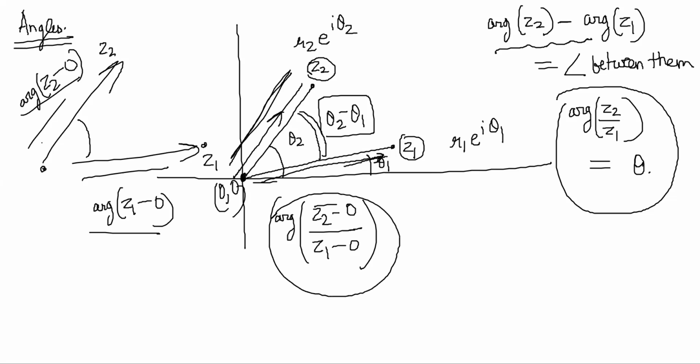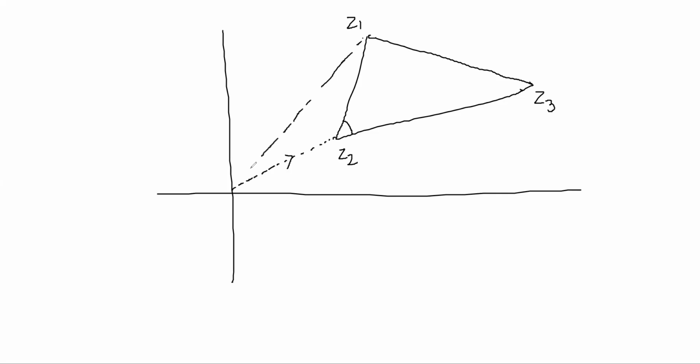Now suppose the thing was not at the origin, and you had a triangle here, Z1, Z2, Z3. In this case, I want to understand what this angle is. Again, you have to think of it as a complex number like this, Z2. This is a vector. This is also a vector. Z1 vector.